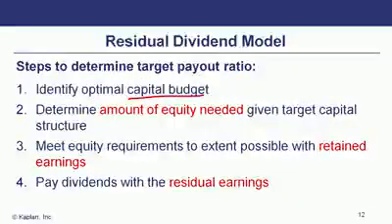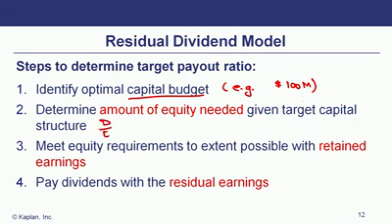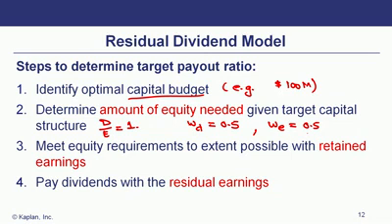Identify the optimal capital budget. Let's suppose the optimal capital budget is $100 million, okay? Now, determine the amount of equity that is needed given the target capital structure. Supposing we are given the target debt to equity ratio is equal to 1. If the target debt to equity ratio is equal to 1, that means the weight of debt, or debt ratio, is equal to 0.5 and the weight of equity is equal to 0.5. So a debt to equity ratio of 1 translates into a weight of debt of 50%, and a weight of equity also of 50%.